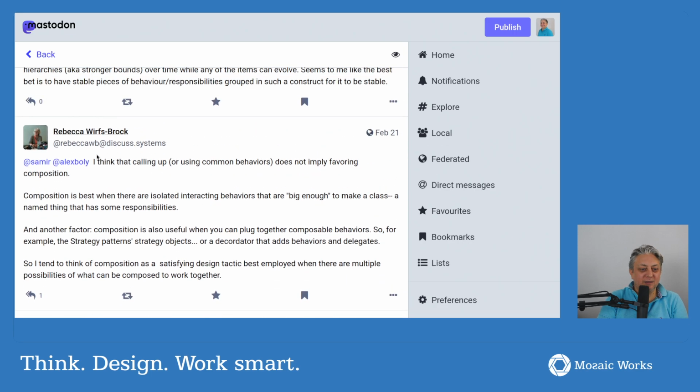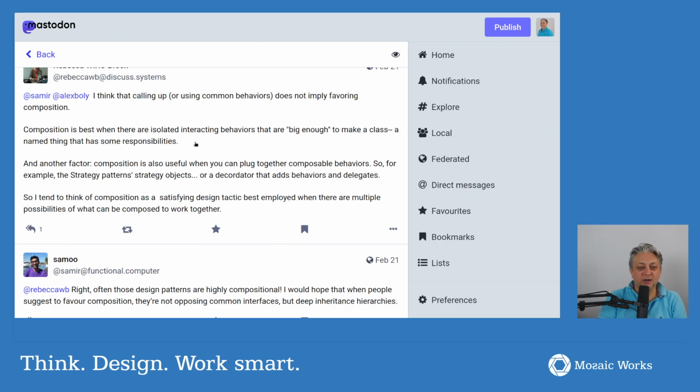And then Rebecca said, I think that calling up or using common behaviors does not imply favoring composition. Composition is best when there are isolated interacting behaviors that are big enough to make a class, a named thing that has some responsibilities. And another factor, composition is also useful when you can plug together composable behaviors. So for example, the strategy pattern, strategy objects, or a decorator that has behaviors and delegates. So I tend to think of composition as a satisfying design tactic best employed when there are multiple possibilities of what can be composed to work together.